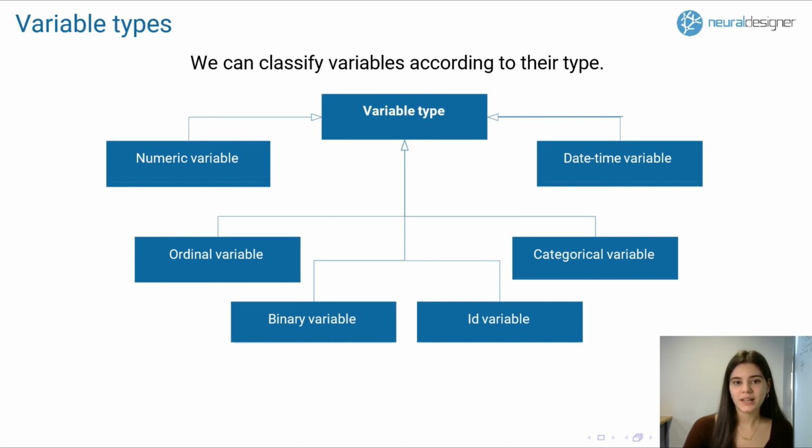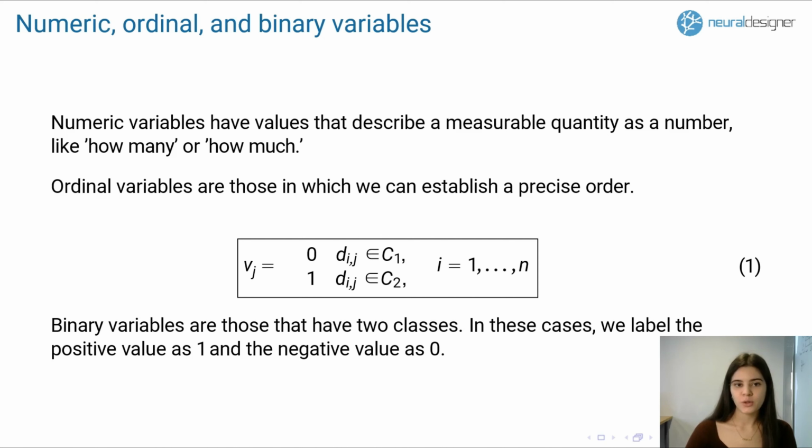Variable types. We can classify the different types of variables as numeric, ordinal, binary, categorical, datetime, or ID. Below, we describe each of these 6 types of variables. Numeric variables. Numeric variables have values that describe a measurable quantity as a number, like how many or how much. They are typically obtained by measuring continuous or counting discrete values. For that, we can describe numeric variables as either continuous or discrete. We don't need to treat numeric variables before including them in the data matrix, since they are already actual values.